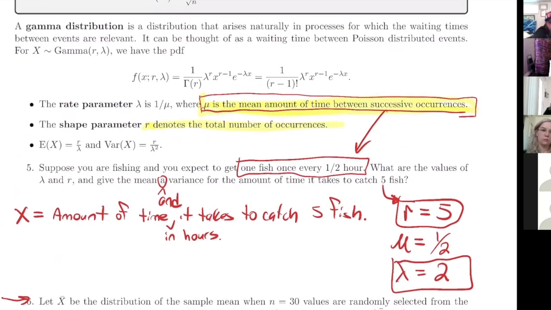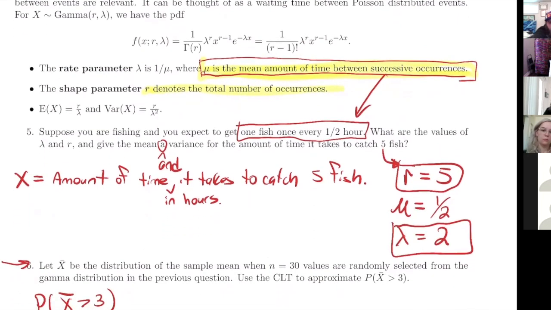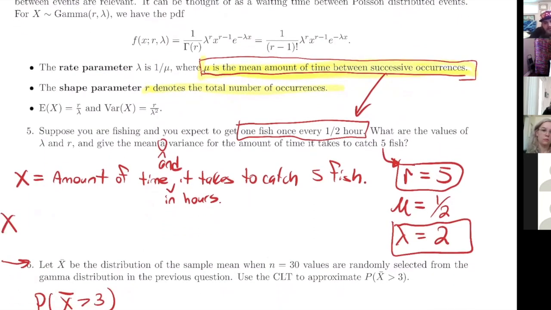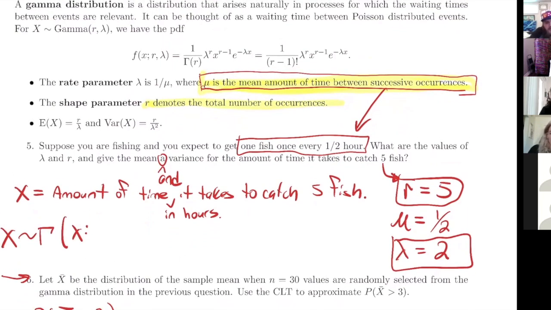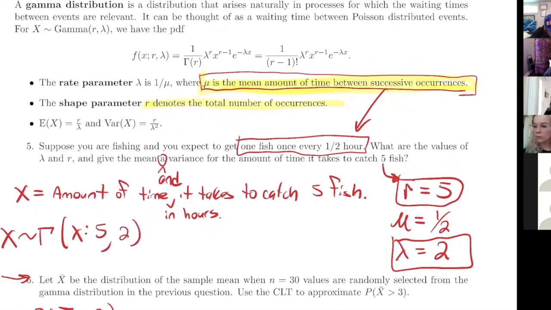So we would say that this distribution has a gamma distribution with a rate parameter, which is equal to 2. I guess first we do the shape, which is 5, and then lambda, which is 2.